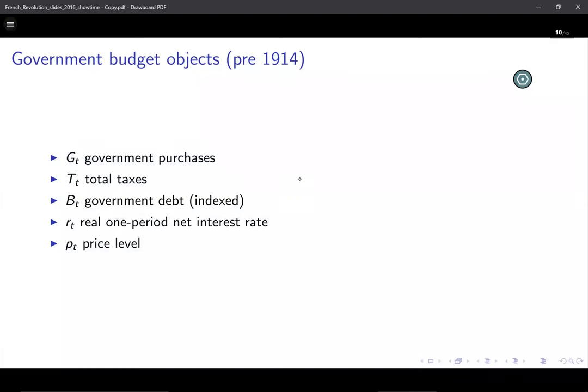So the objects in play are going to be government expenditures, G. That's total government expenditures except for one thing, service of the government debt. So we're going to account for that differently. TT is total tax collections.